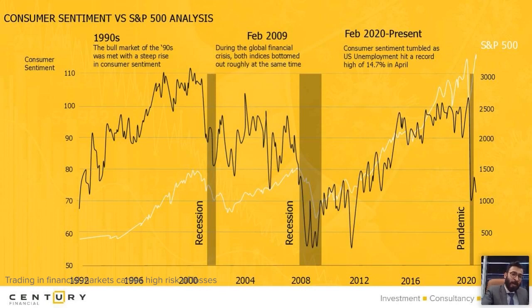And when there was a recession, consumer sentiment was also down. In 2008, 2009, another crisis happened, right? So from 2000 to 2008, we saw the global financial crisis. Both indices bottomed out roughly at the same time. So if you see the black line, consumer sentiment is down, stocks also down. Now see 2020 when the pandemic came. Look at the consumer sentiment, the black line, from 2,500 going down to 1,000. And look at the S&P 500 crossing the charts, all-time high. Consumer sentiment is down, but stock markets are up.